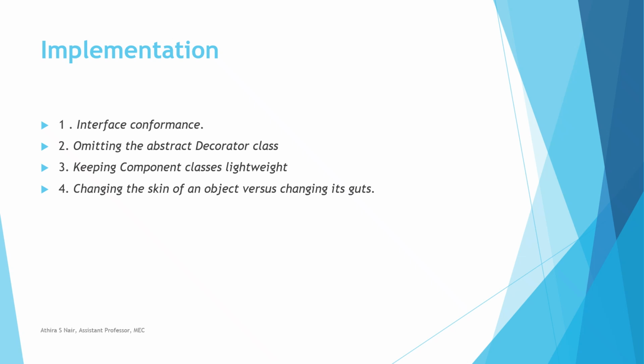And to ensure a conforming interface, components and decorators must descend from a common component class, and it's important to keep this common class lightweight. That is, it should focus on defining an interface, not on storing data. And we can think of a decorator as a skin over an object that changes its behavior. An alternative is to change the object's guts. That is, the strategy pattern is a good example of a pattern for changing the guts.